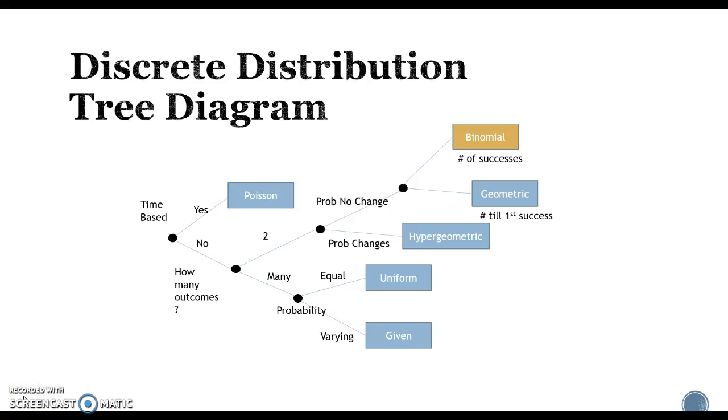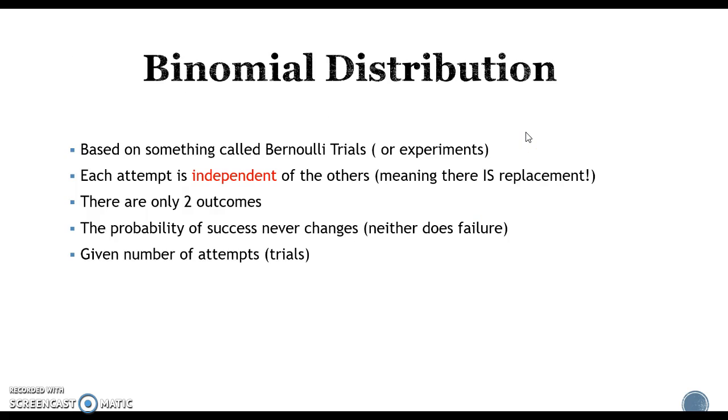All right, so let's look at a totally different discrete distribution called binomial. In this case, we are still not time-based, but we now only have two outcomes. The probability does not change between those two outcomes, so it's not a changing probability every time. And we're going to come up here to binomial.